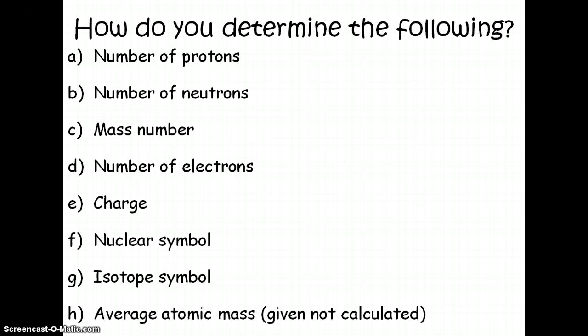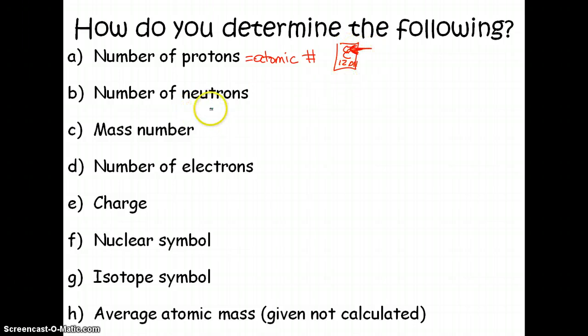All right, we're going to go over the atom study guide. So first we are asked, how do we determine the following? Number of protons. Well, the number of protons is equal to the atomic number. The atomic number is the whole number on the symbol on the periodic table. It's the top number. I said the bottom number, but it's the whole number, the top number. So that's the atomic number right there, and that's the number of protons.